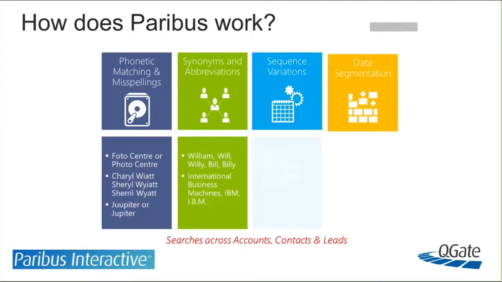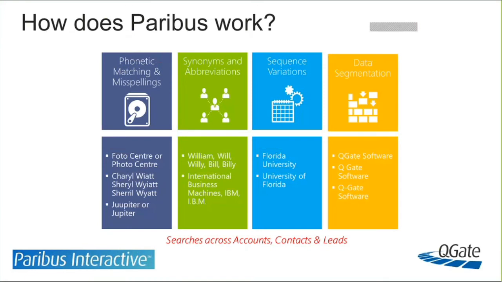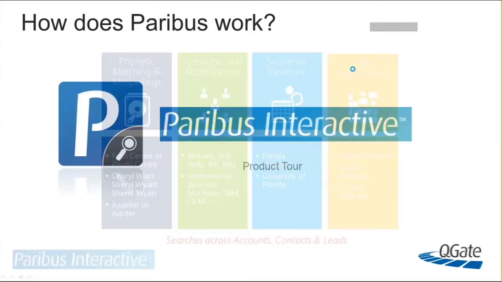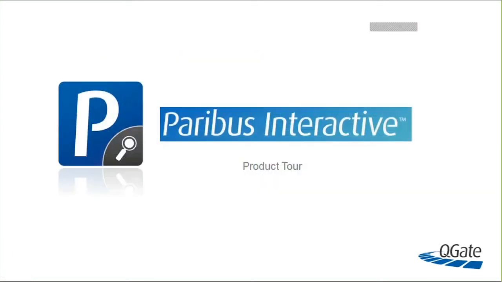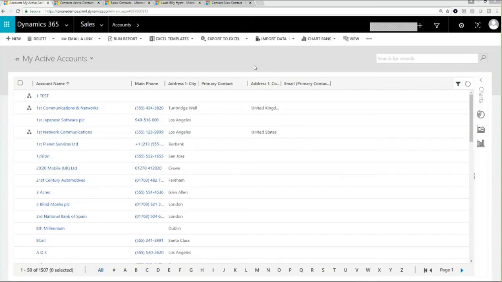So how does it work? The key really is its matching engine. Paribus Interactive provides best-in-breed fuzzy logic. You can search across accounts, contacts, and leads, and it matches phonetics and misspellings, synonyms and abbreviations, sequence variations, and even data segmentation. So let's see how this works live within Paribus.